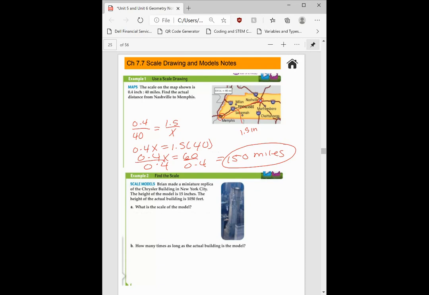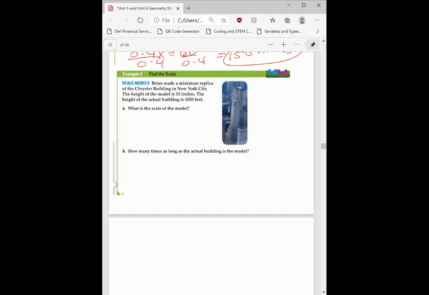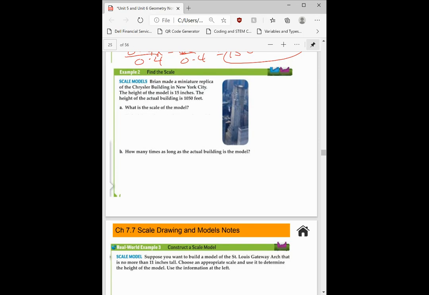Okay. Let's go ahead and look at example 2. Example 2 says Brian made a miniature replica of the Chrysler Building in New York City. The height of the model is 15 inches and the height of the actual building is 1,050 feet. So it wants to know, what is the scale of the model? We make a proportion. So we do 15 over 1050, and this simplifies to 1 over 70, which we can write as 1 inch is equivalent to 70 feet.